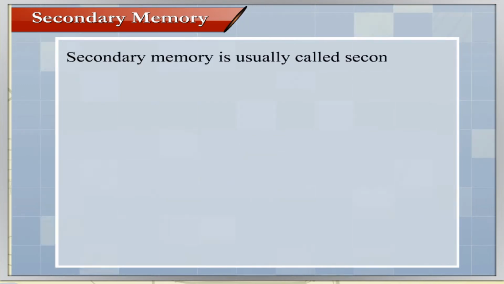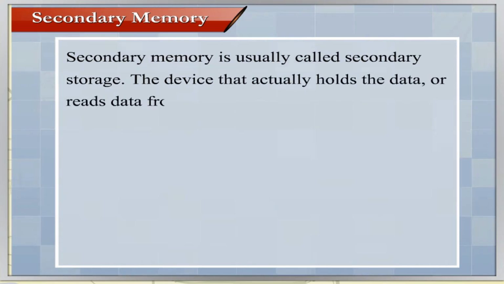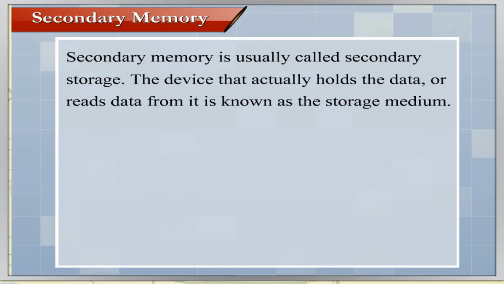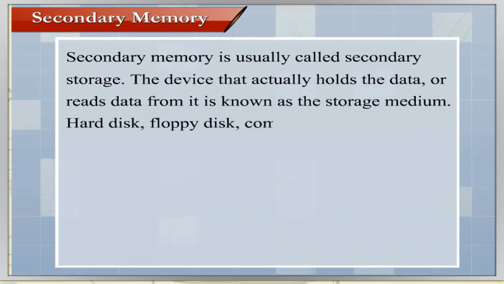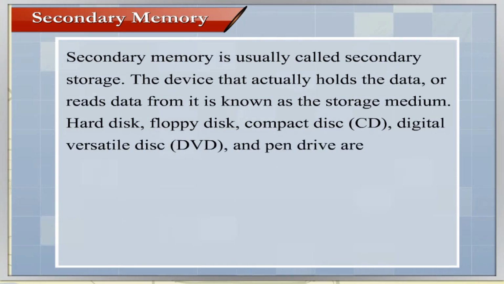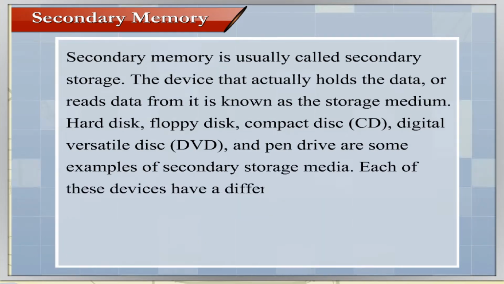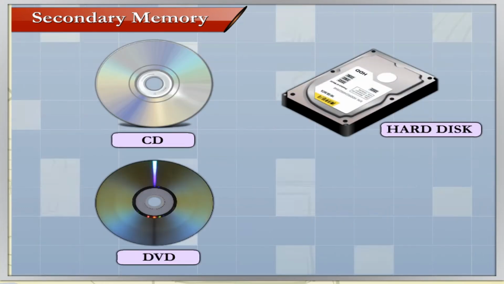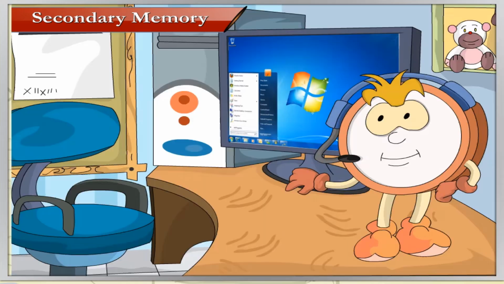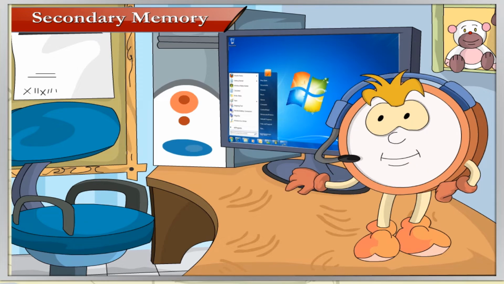Secondary memory. Secondary memory is usually called secondary storage. The device that actually holds the data or reads data from it is known as the storage medium. Hard disk, floppy disk, compact disk, CD, digital versatile disk, DVD, and pen drive are some examples of secondary storage media. Each of these devices has a different storage capacity. Let us now represent the memory of a computer with the help of a diagram.